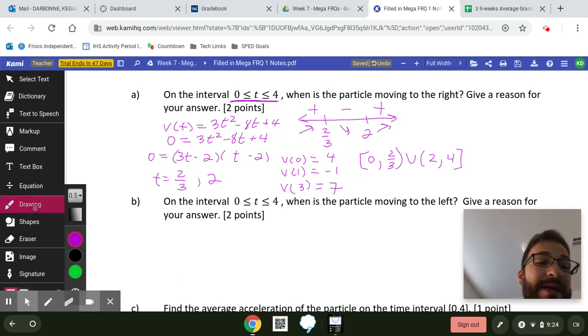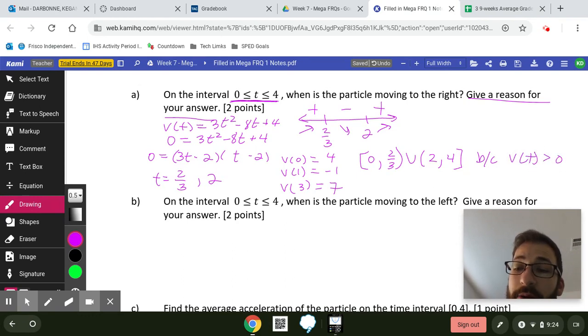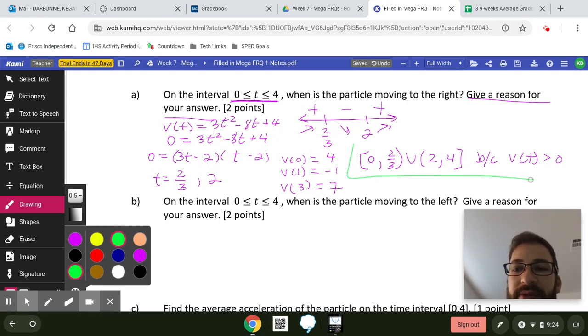Now, last piece, I do have to give a reason. And my reason for that answer would be because v of t is greater than 0. Because when velocity is positive, it's going to be moving to the right. Pretty straightforward and simple.